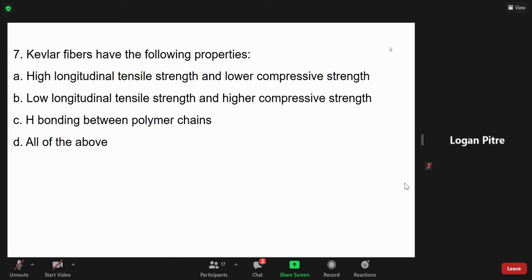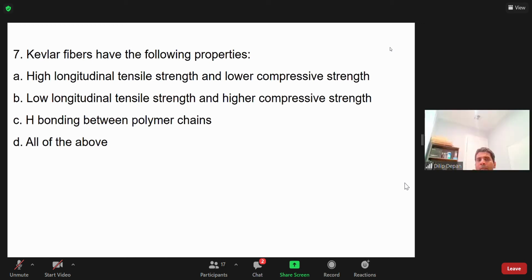Kevlar fibers are made up of aromatic polyamide fibers. That's why they are known as aramid fibers. So they have hydrogen bonding in between the longitudinally aligned polymer chains. So the correct answers here are A and C.